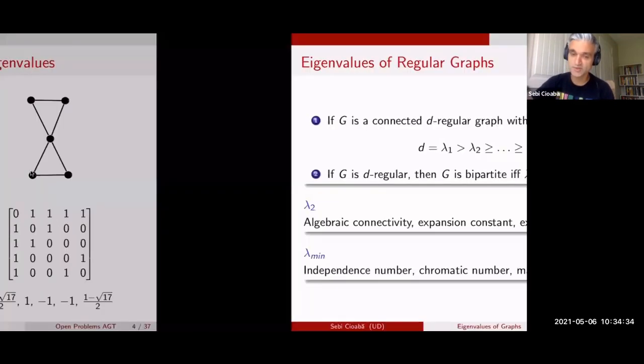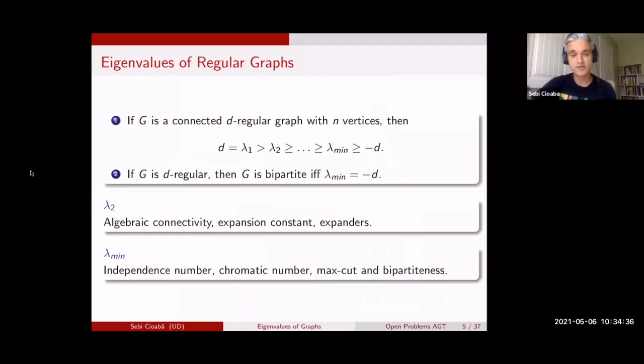I will mostly focus on regular graphs, where you get some things for free. If the graph is connected and D-regular, then the largest eigenvalue is D, and it has multiplicity one. All the eigenvalues are between minus D and D. And the graph is bipartite if and only if the smallest eigenvalue is minus D, in which case the whole spectrum is symmetric with respect to zero.